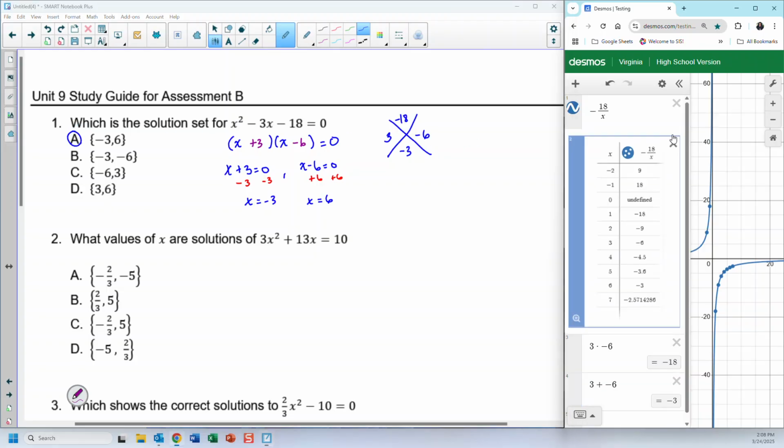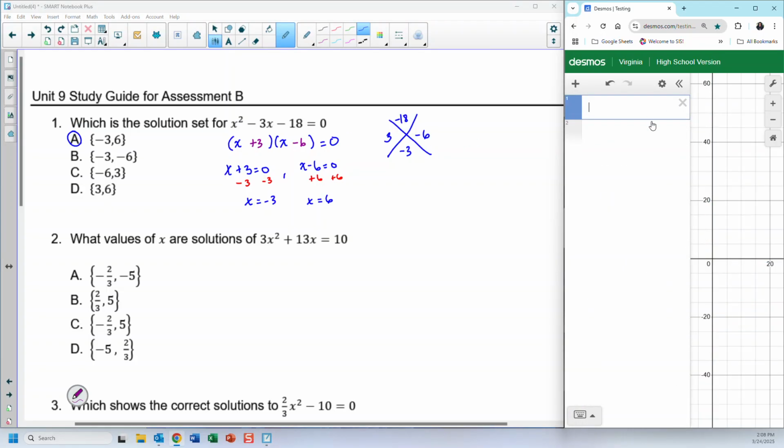All right, well that's that, but you know, we can always go ahead and do this in Desmos by just plugging it in and looking at the x-intercepts. So if you have x squared minus 3x minus 18, and then if you click on the x-intercepts, they show you what my solutions are, negative 3 and positive 6. That's it.